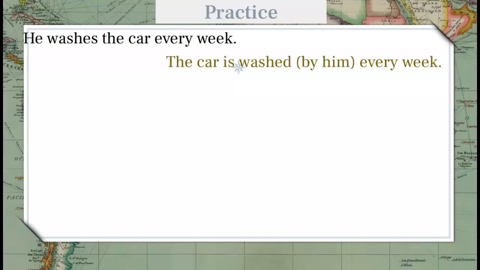So let's practice. Okay, he washes the car every week. So can you identify the tense? What's the tense? Okay, it is present simple, right? He washes, and we also have a time expression, every week, that tells me this is a routine. So the car is washed by him every week. We don't really need to mention by him if we don't know the name. Then the verb to be is in present because the principal verb is in present.